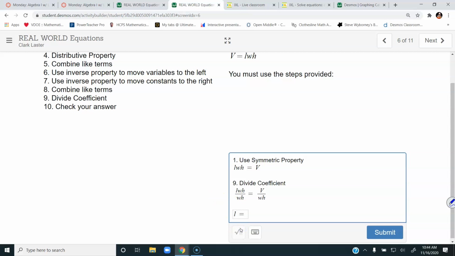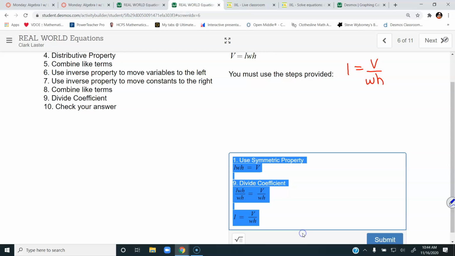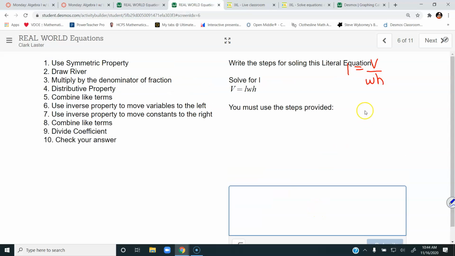L is equal to V divided by WH. Okay, so again, I'm going to use that exact same formula. So L is equal to V divided by WH, and I just write it down so I don't forget it from one side of the equation to the other. I will delete it out of here, so my next class I already have it down.